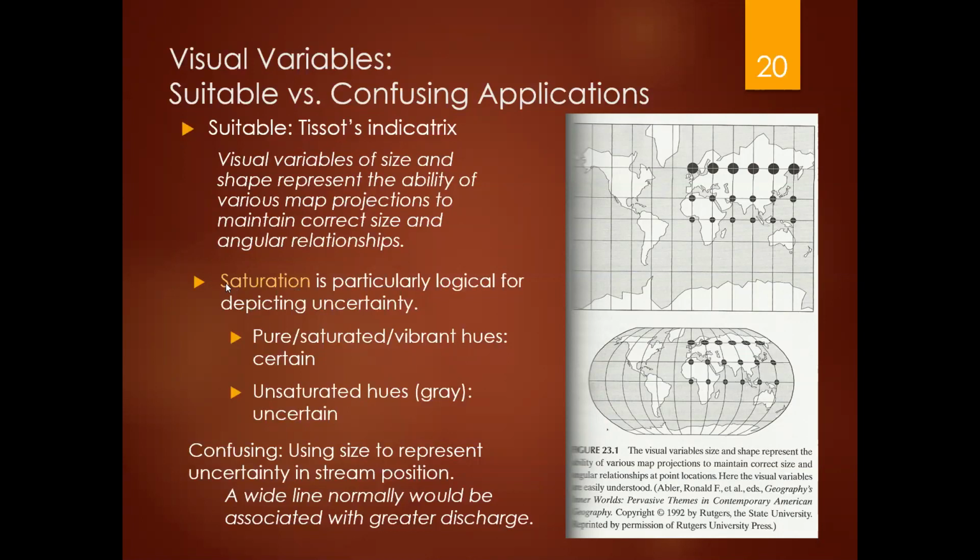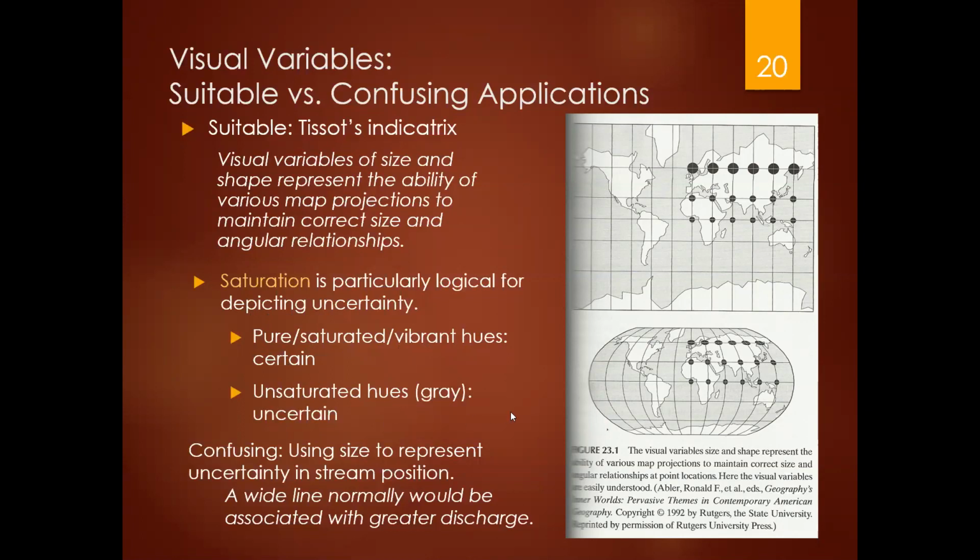Okay, and saturation is particularly logical for depicting uncertainty. If the saturation is high, you can say the uncertainty is high. If the saturation is low, you can say that the uncertainty is low. Or you can use the opposite method, like here. Pure or more saturated hues are for certain, unsaturated for uncertain.